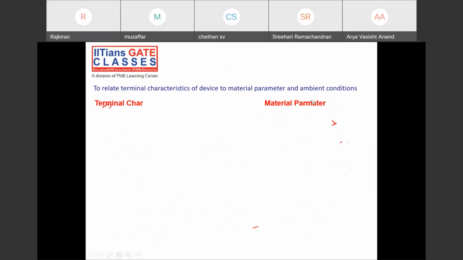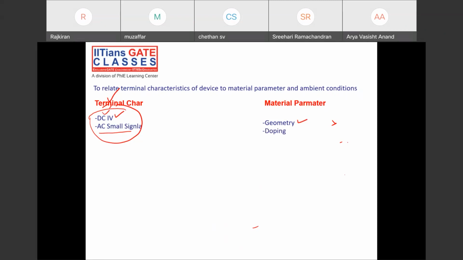The main aim is to relate the terminal characteristic, nothing but the current-voltage characteristic, or small signal characteristic, where you have to find the gain and bandwidth. So we want to relate the DC or AC characteristic of the device to its material parameters. What are the material parameters? Like the geometry. If you take a big diode, the current will be more, right? So how the geometry of a device is affecting the characteristic.